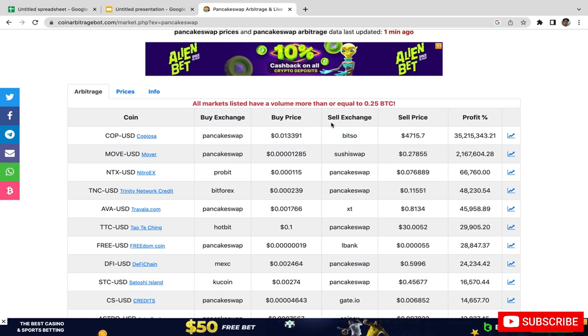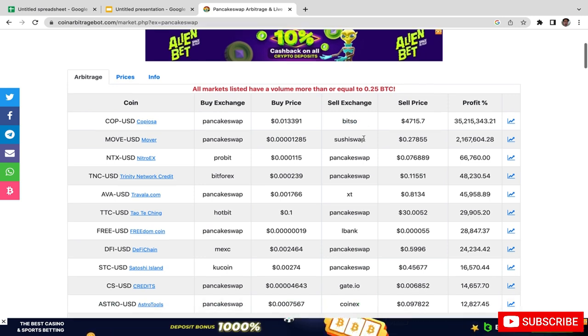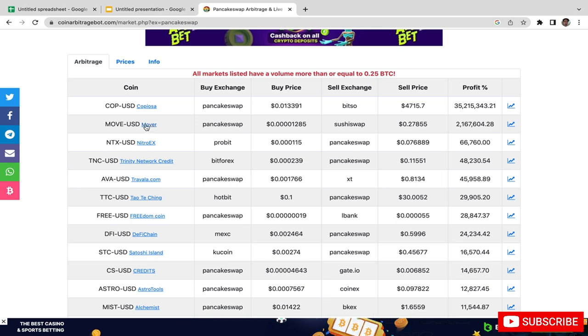I'm also not sure if Bitso is available on Furucombo, because Bitso is definitely a centralized exchange, and Furucombo only supports decentralized exchange systems, right? Okay, so don't worry, guys. There are other opportunities here. Let's move on. What about these though?